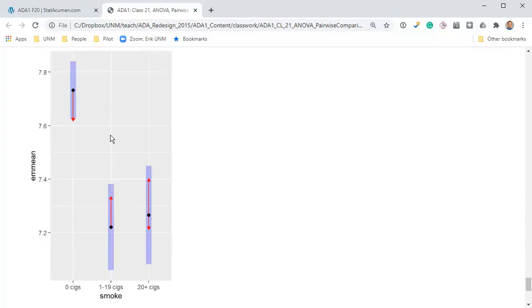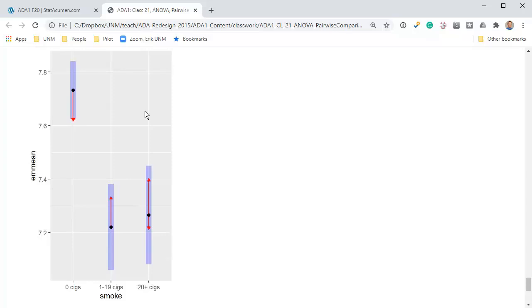Instead, this plot also creates these red arrows, which I've never seen anywhere else except in this package, which does allow you to determine whether or not two means differ. If the red arrows overlap, by drawing a horizontal line, then they're not statistically different. And if they do not overlap, then they are statistically different.